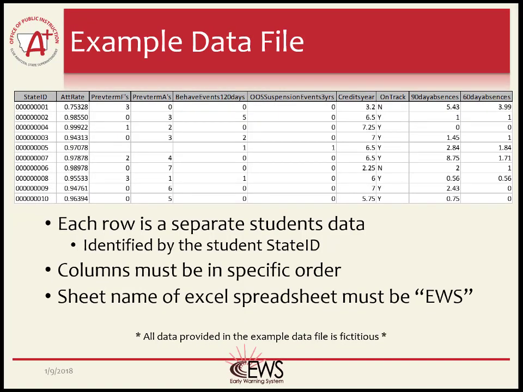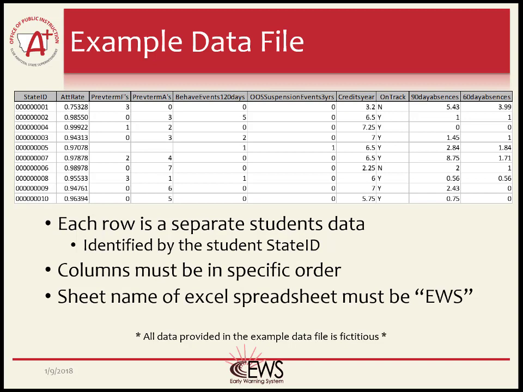Here's an example data file for 10 students. Each row in the Excel spreadsheet designates a different student, which is identified by their student ID number. The state ID is listed first, followed by the 9 data variables for each student. It is important that the columns are listed in the specific order provided in this slide. The order is also available in the data file template available on the EWS overview page in GEMS.